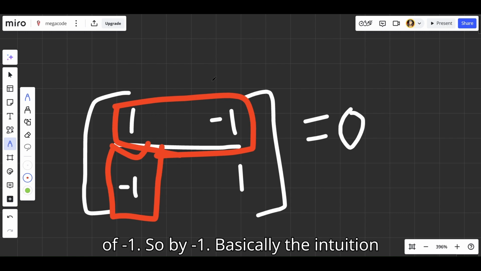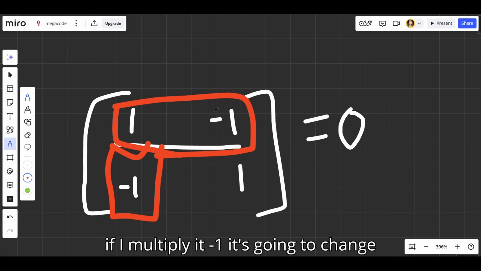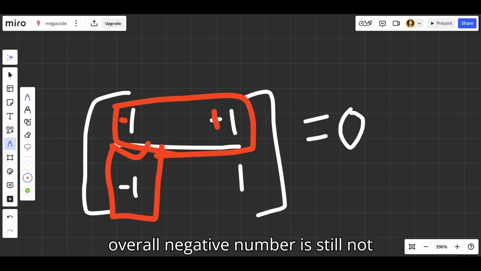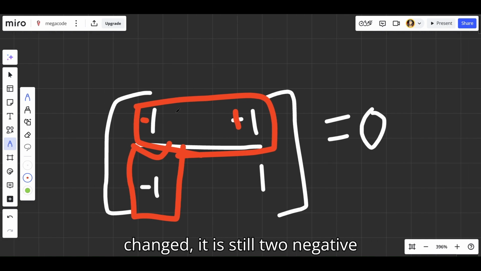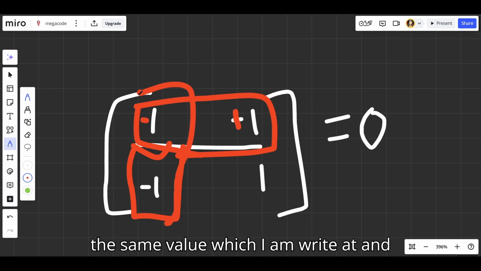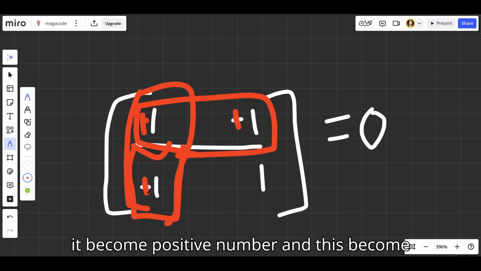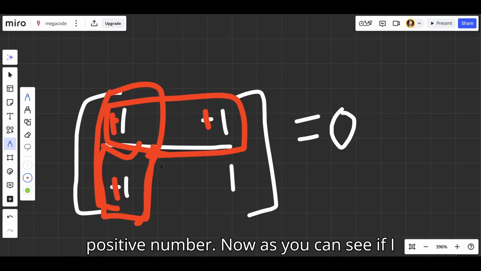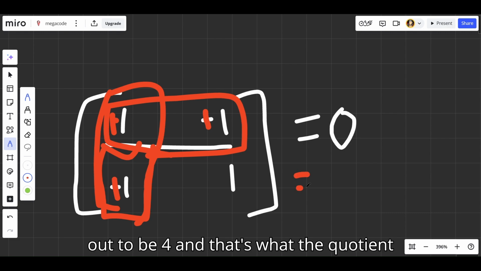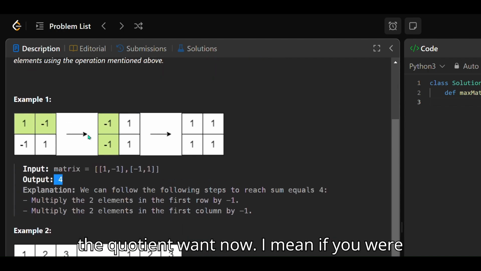So minus one, basically the intuition behind the question is that they want us to change the sign. Since we know that if I multiply by minus one, it's going to change the sign of the value. So it becomes this. Although if I look at the overall negative numbers, they still haven't changed, it is still two negative numbers. But there is another thing. I can also do another operation on the same value which I'm at and do the same operation. So in this way, this becomes a positive number and this becomes a positive number. Now, as you can see, if I try to sum the matrix, it comes out to be 4. And that's what the question output exactly means. I mean, that's what the question wants.